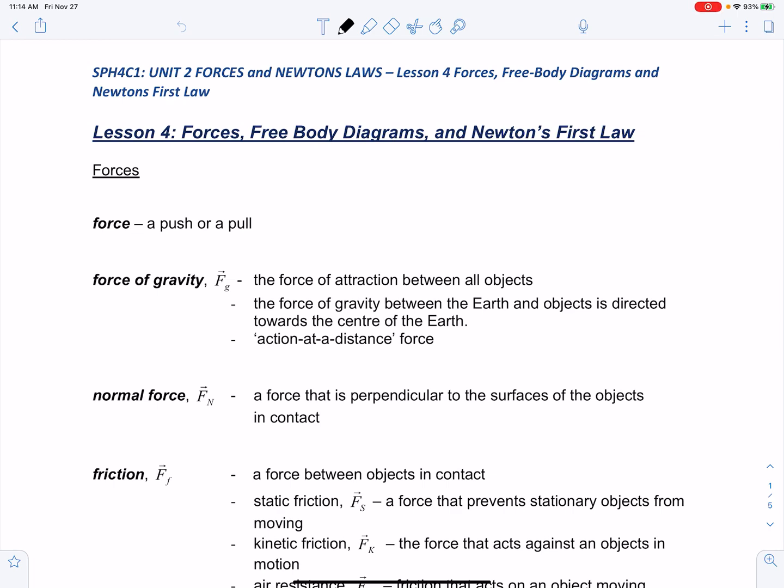Unit 2, Forces and Newton's Laws. Lesson number 4, Forces, Free Body Diagrams, and Newton's First Law. Let's start by defining force.